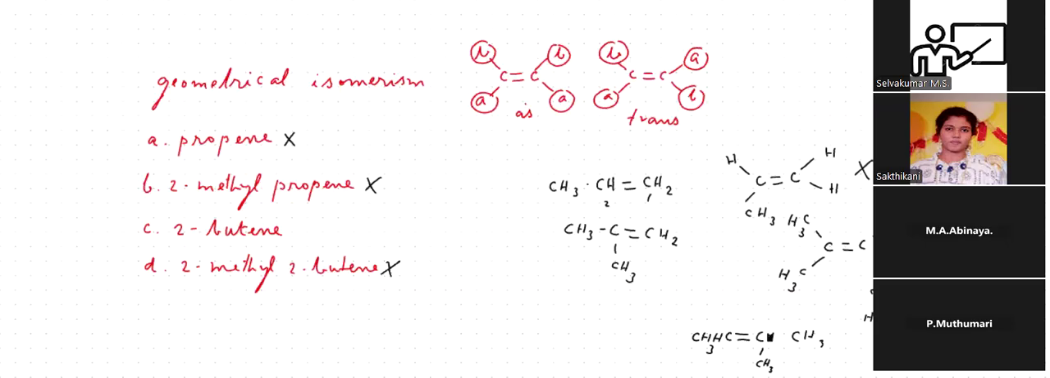If you take 2-butene, C double bond C, one side has 1 hydrogen and 1 methyl group, and the other side has 1 hydrogen and 1 methyl group. Now this becomes the cis form, and it can also exist in the trans form like this, with CH3 and H on this side. Therefore, the third option is the one which can exhibit geometrical isomerism.